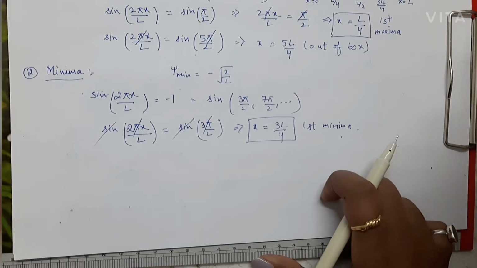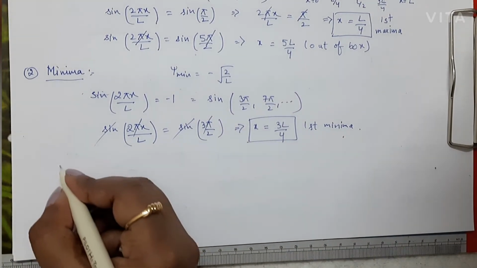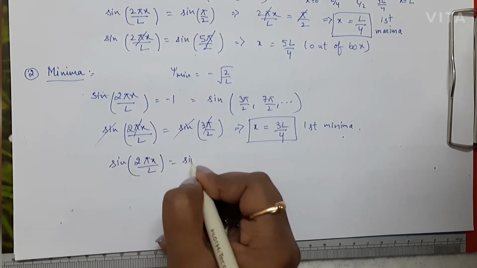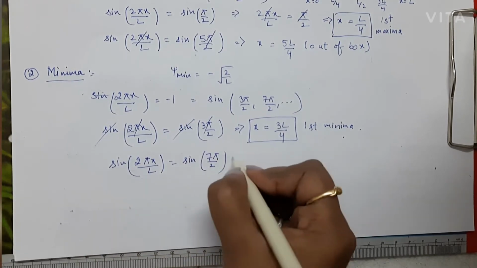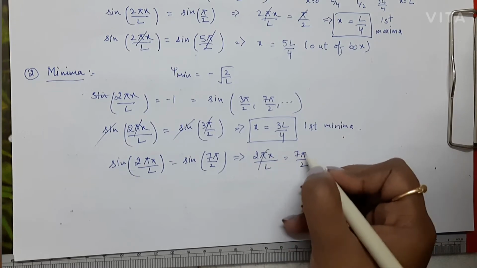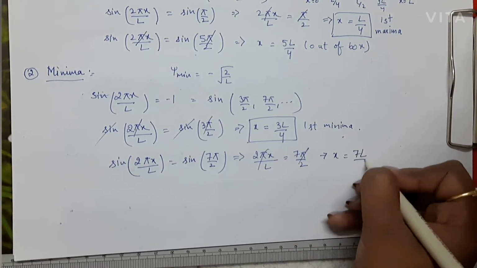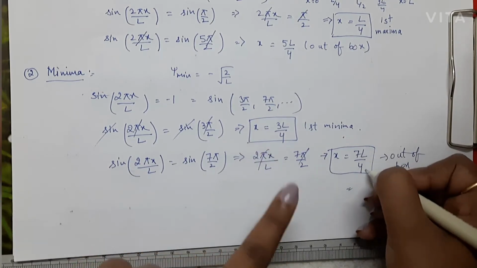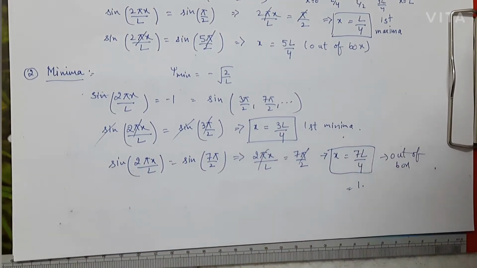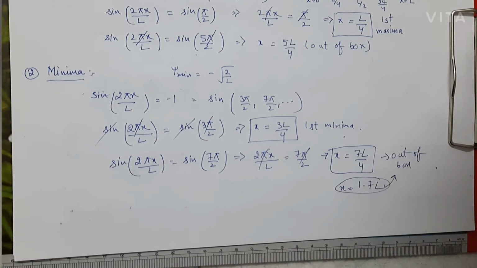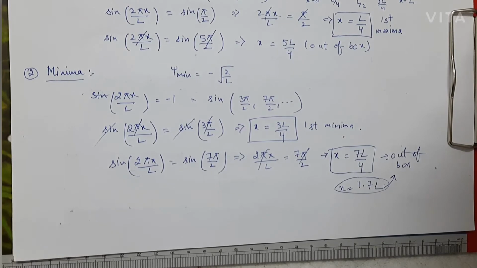Now we'll try to find out the second minima. For the second minima, sine of 2 pi x by L should be equal to sine of 7 pi by 2. So 2 pi x by L should be equal to 7 pi by 2. Pi cancels out with pi and you get x is equal to 7L by 4, again out of the box, because 7 divided by 4 is 1.7L something, which is out of the box. That's why we have only one minima here. So we have one maxima, one minima, and now we'll try to find out the node.